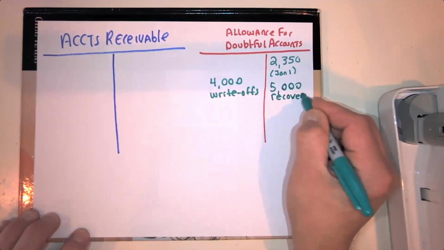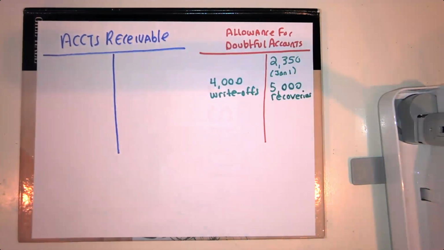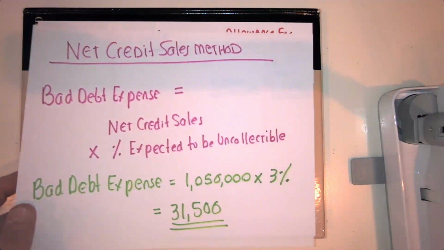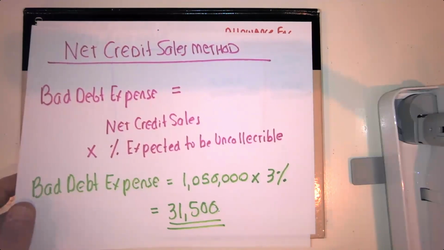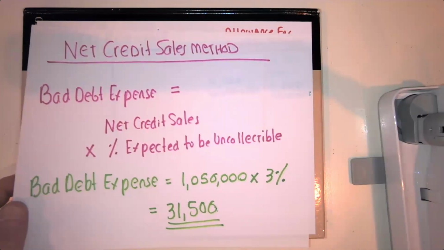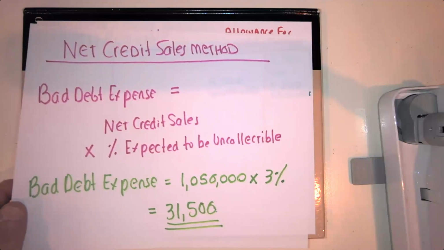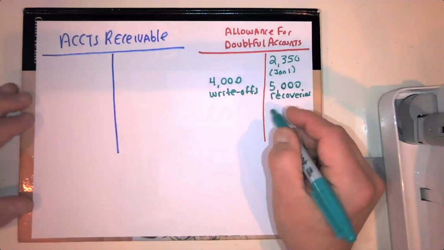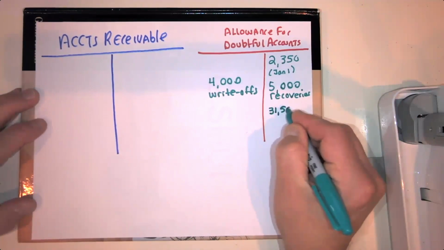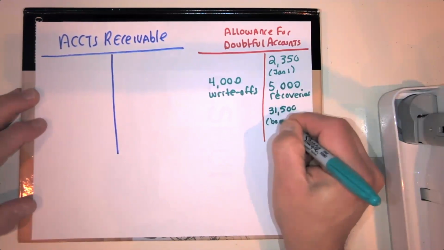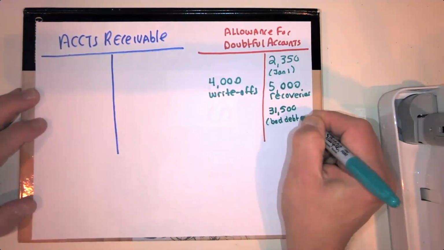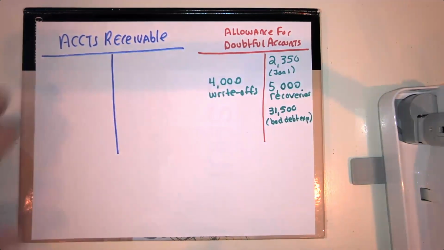Anything else? You would credit the bad debt expense for the year. How much was that, Matthew? That was $31,500. We just figured it out, right? We just calculated the bad debt expense right there, 31.5. Excellent job, Matthew. Well done. That goes on the credit side of our T account. I can fit that in there. Bad debt expense.